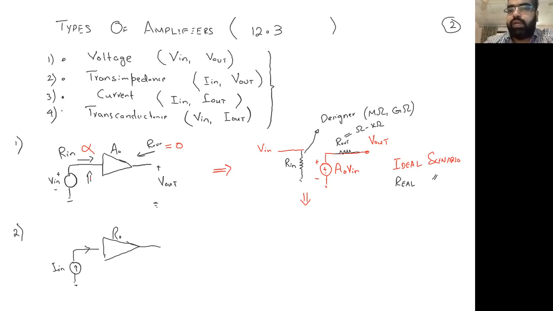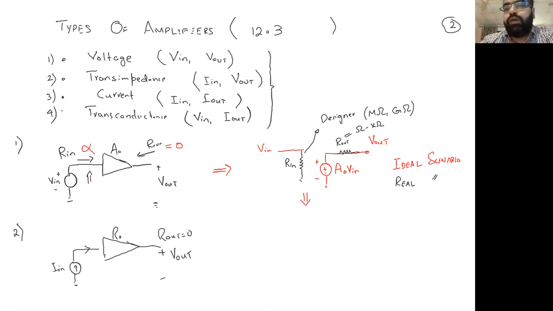And the output is again a voltage, so that's fine. So I can write directly V out. If this is the V out, what will be my R out? As in the case of the voltage gain amplifier, R out is equal to 0. That's fine in an ideal scenario.